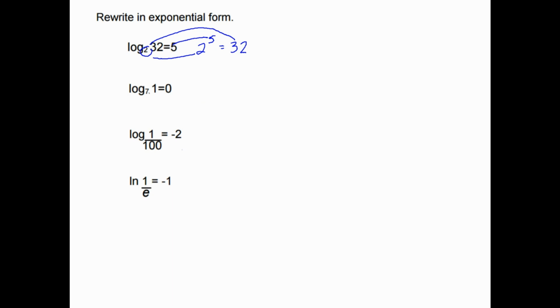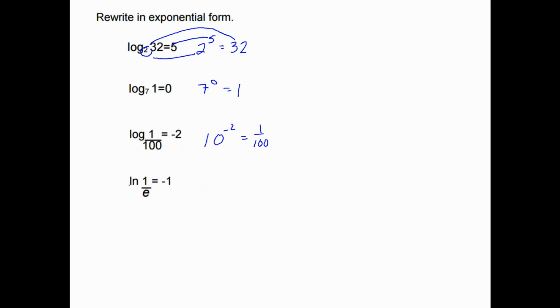So we're going to do that again. So 7 is my base. This becomes my exponent, and that's going to equal 1. And that makes sense. 7 to the 0 power is 1. This one, the base isn't given, but here the base is understood to be 10 because it just says log. So we're going to write 10 to the negative second equals 1 over 100.